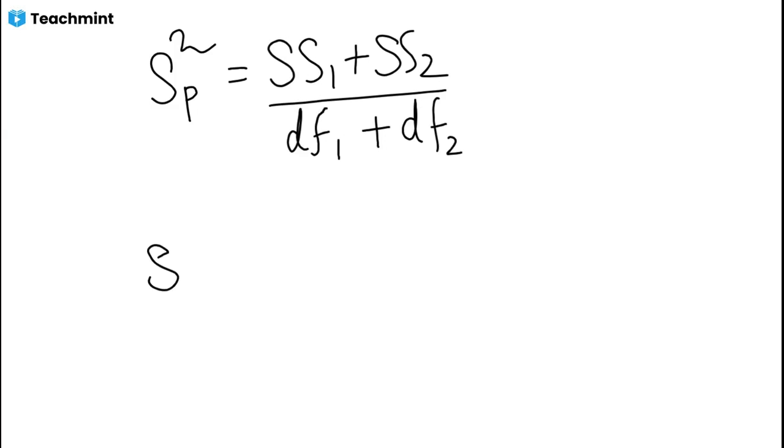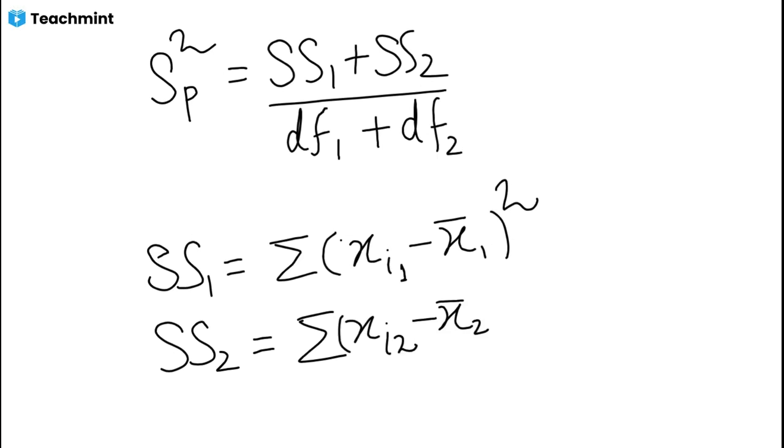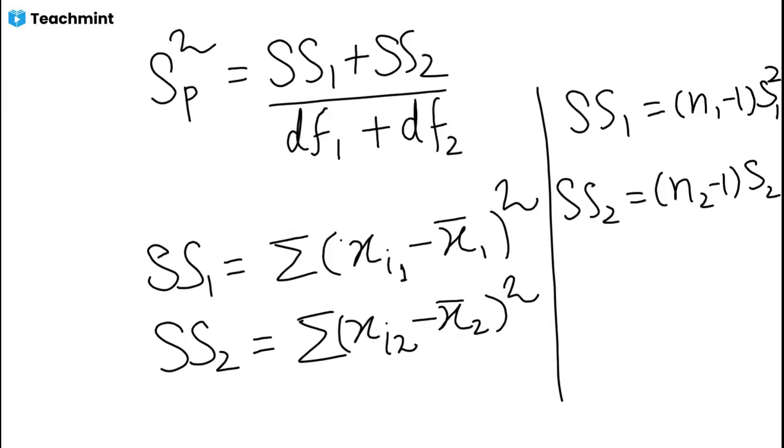SS1 you can find either by using the data, like summation of xi1, the value for the first data, minus x1 bar, the mean for the first data, squared; and SS2 is summation of xi2, the value for the second data, minus x2 bar, the mean for the second data, squared. Or you can find SS1 by using n1 minus 1 times the variance of the first data, and SS2 as n2 minus 1 times the variance of the second data. You can find SS1 and SS2 either way.